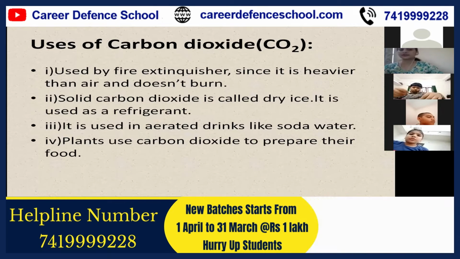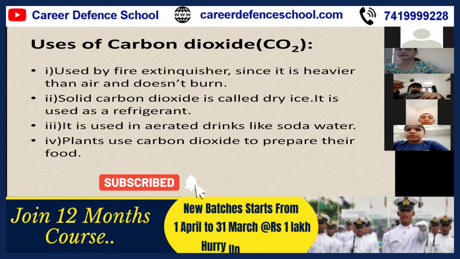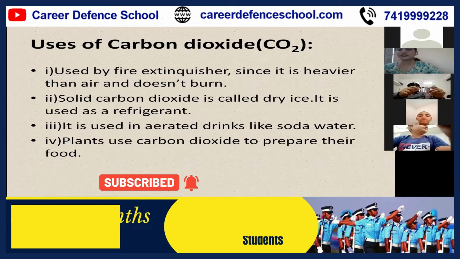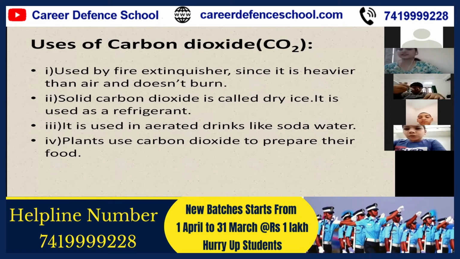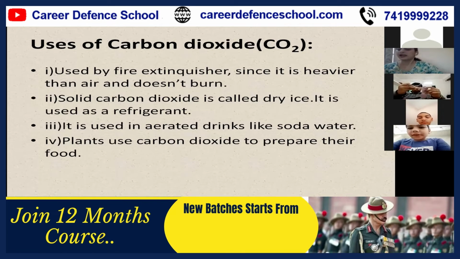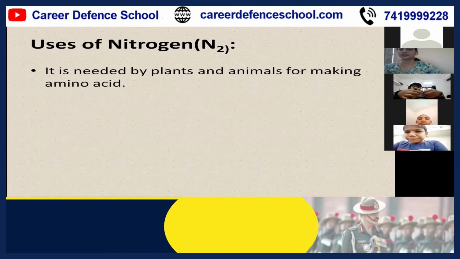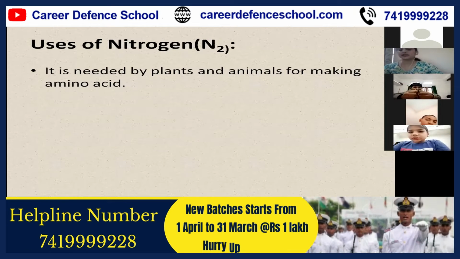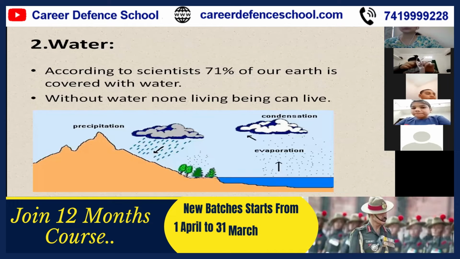Then carbon dioxide. Carbon dioxide is used by fire extinguishers to stop the fire. And carbon dioxide is used in refrigerator to freeze something. Then aerated drinks में use की जाती है carbon dioxide. Plants use carbon dioxide to prepare their food. Then we read uses of nitrogen. It is needed by plants for making amino acid. Nitrogen use की जाती है amino acid के लिए.